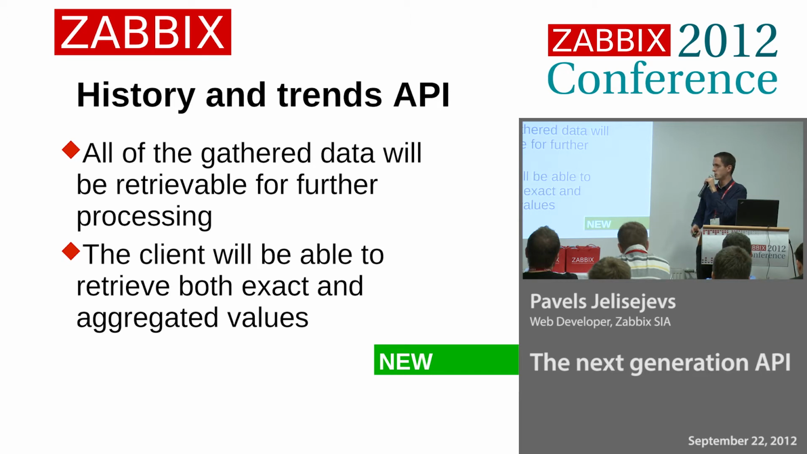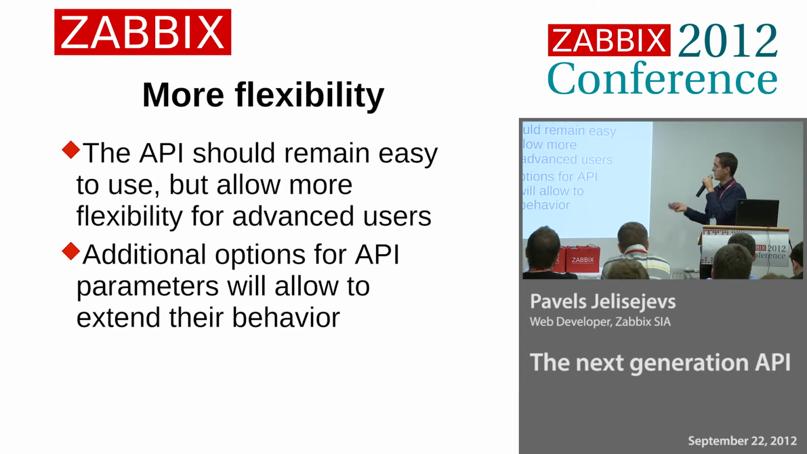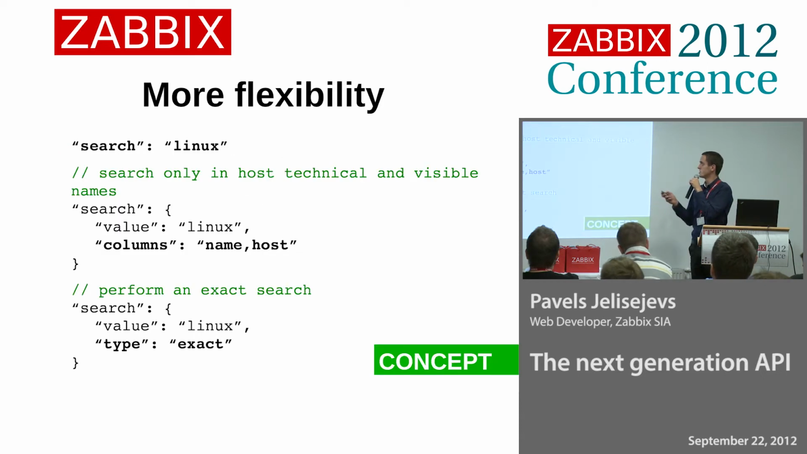Now let's talk about some more distant future concepts. We have a lot of ideas how to make the API even more flexible and more powerful than it currently is. One of the ideas is that each parameter, in addition to its own value, can accept even more options to control its behavior. Let's look at an example. For instance, you're using host get to perform a text search. So you want to retrieve all the hosts that contain the word Linux.